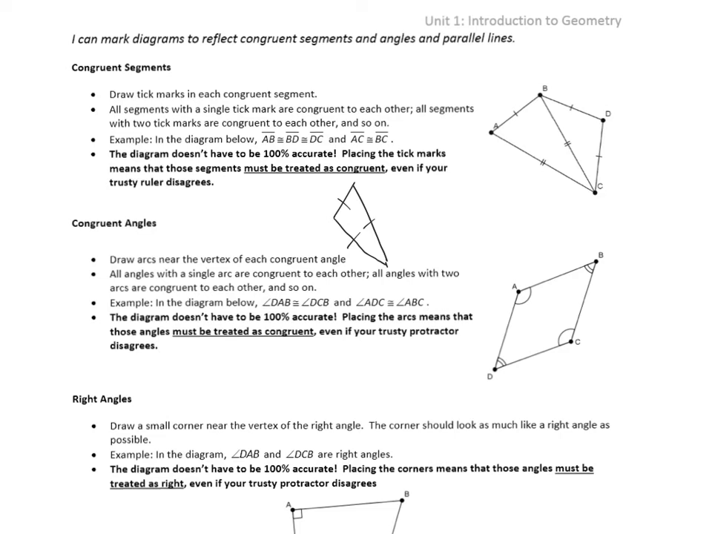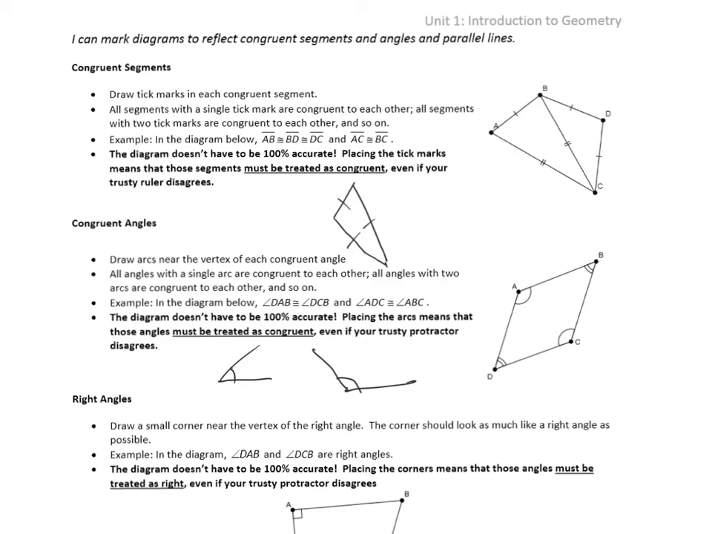For congruent angles, we use arcs to show that they are congruent. Again, we increase the number of loops as we have more and more pairs that are congruent, and they must be treated as congruent. So if I had two angles, this guy and this guy, and I looped both of them, you'd have to take them as congruent, even though they don't look congruent.